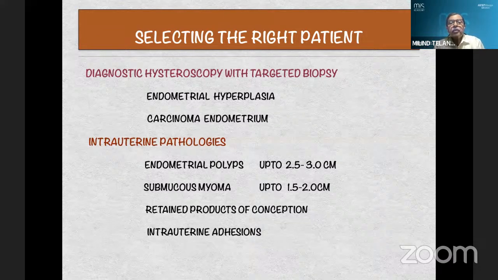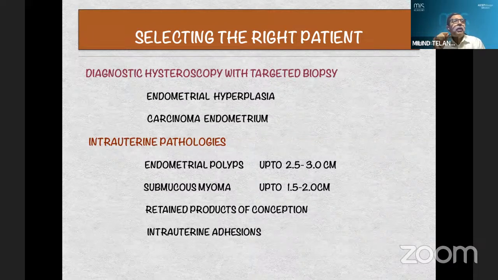Intrauterine pathologies: endometrial polyps up to 3 centimeters. As you increase your limit, you can go up to 3.5 because polyps are soft in nature. Submucous myomas have a limitation of 2 centimeters. So that is more important because we calculate 2 centimeters on sonography. Ideally, a myoma is to be measured in terms of volume. A 2-centimeter myoma differs from a 3-centimeter myoma because the volume increases exponentially.